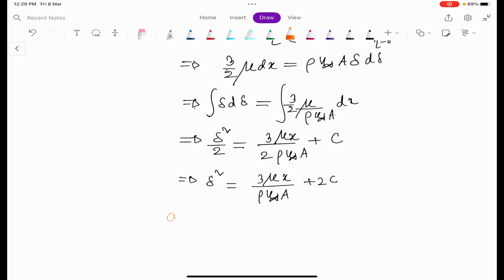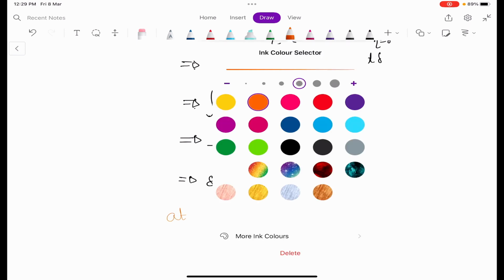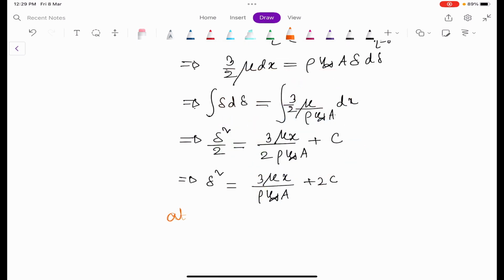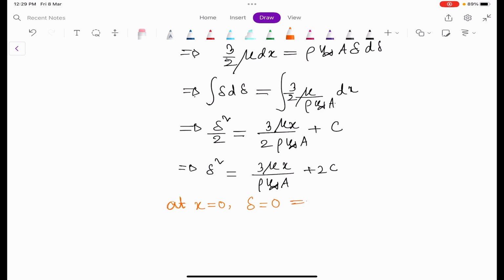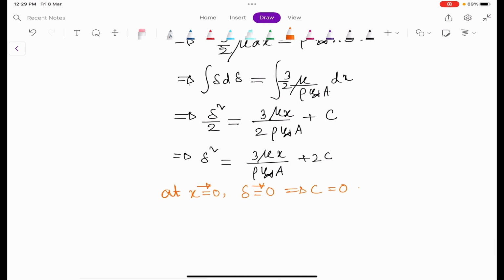Now at x equal to 0, will there be any boundary layer? There is the onset of the boundary layer at x equal to 0, but there is no boundary layer. So at x equal to 0, delta equal to 0, and that gives c equal to 0. It is actually at x tending to 0, so that will be mathematically more correct if I say that.